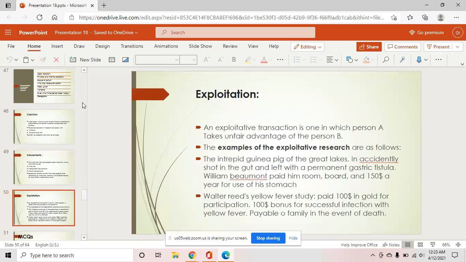Exploitation. An exploitative transaction is one in which person A takes unfair advantage of person B. The examples of exploitative research are as follows. The intrepid guinea pig of the Great Lakes was accidentally shot in the gut and left with a permanent gastric fistula. William B. Mont was paid his room, board, and $50 a year for the use of his stomach. Walter Reed's yellow fever study paid $100 in gold for participation, a $100 bonus for successful infection with yellow fever, and payable to family in the event of death.